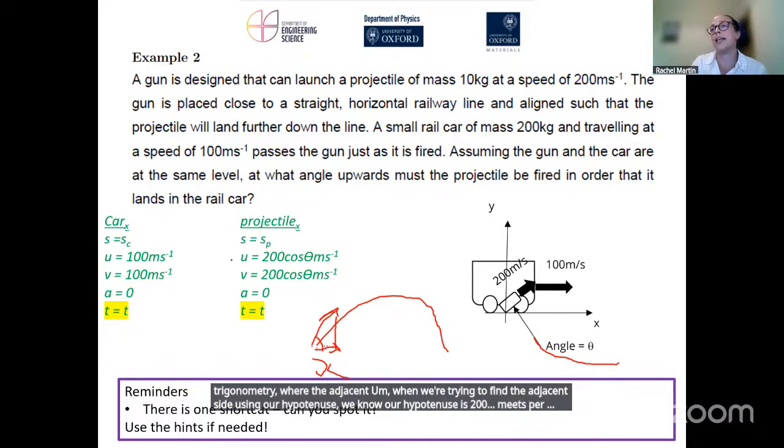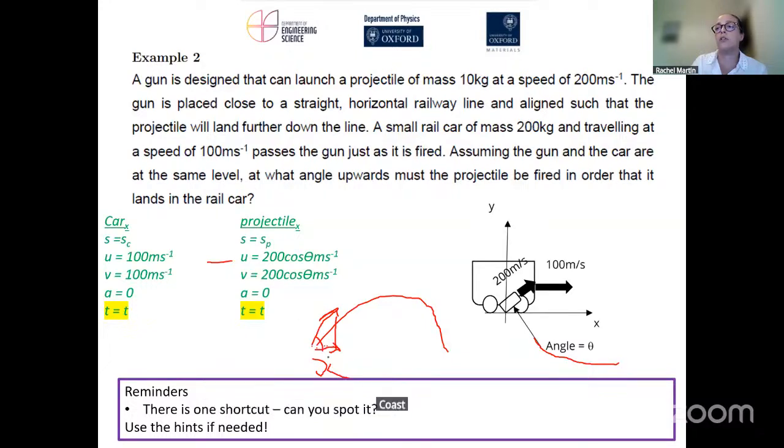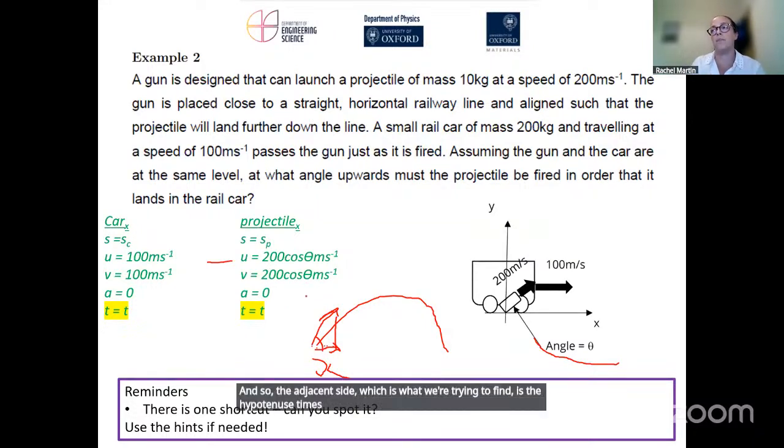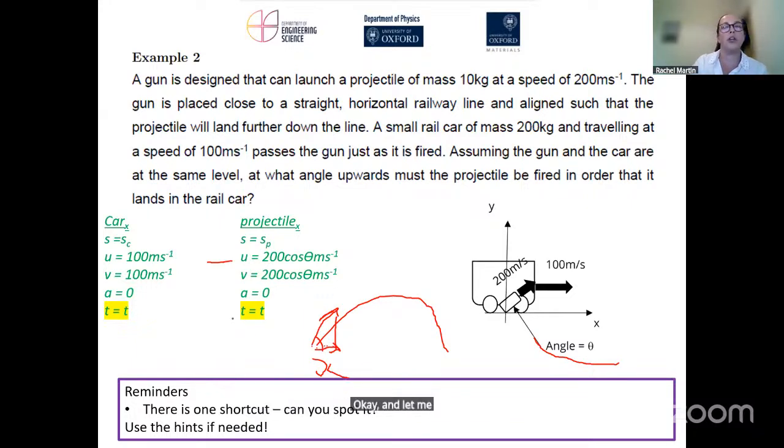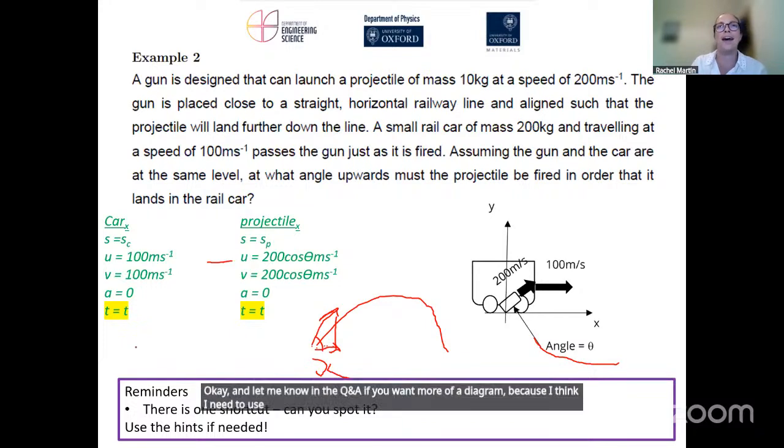So our adjacent has to be 200 cosine theta, because the rule for adjacent side over hypotenuse, that's for if you're doing cos theta, is adjacent over hypotenuse. And so the adjacent side, which is what we're trying to find, is the hypotenuse times cos theta. Okay, and let me know in the Q&A if you want more of a diagram, because I think I need to use an extra slide for that and my computer a bit more.